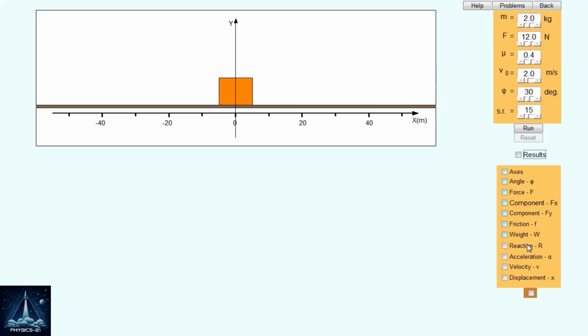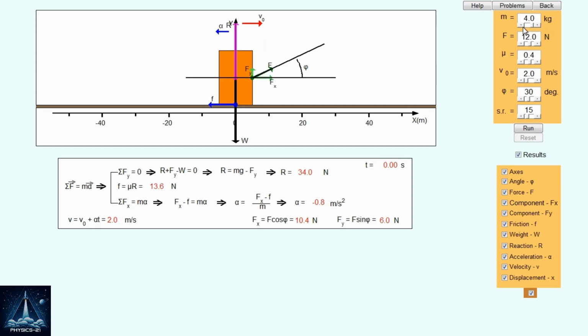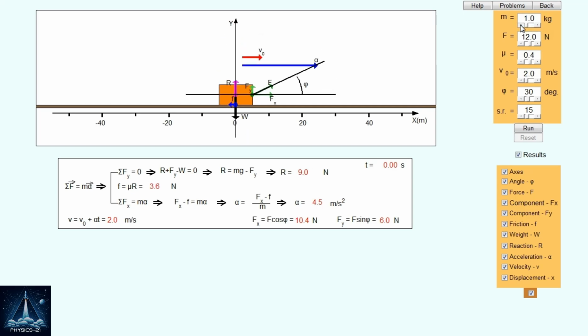We reset the simulation to its initial environment. We can select various combinations of parameters and study the simulation.